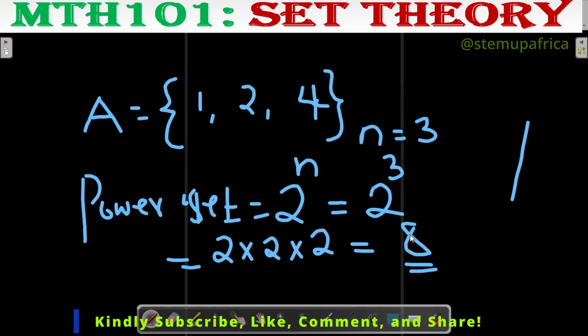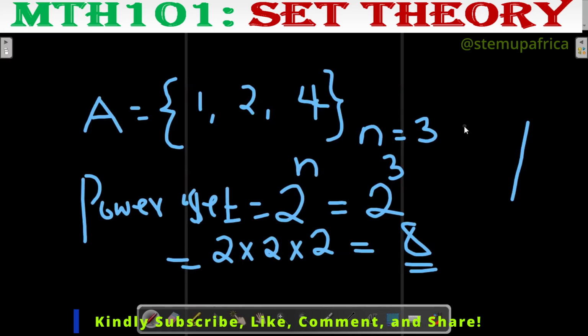Understood? The power of the set is 8. You said 2 times 2 times 2. So how did it come about? 2 times 2 will give us 4. Then 4 times 2 will give us 8. That's how we got the power. The power of the set now is 8.